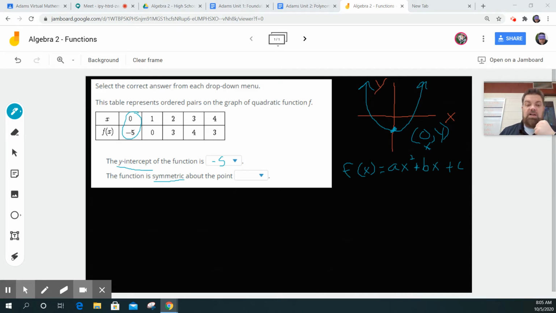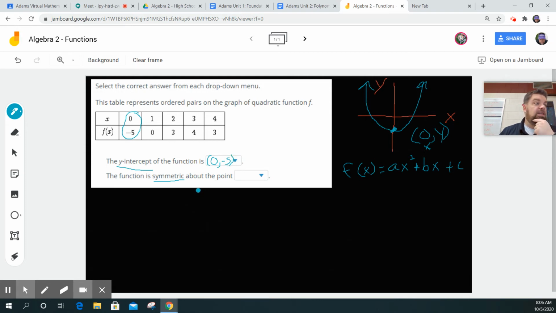But actually, I'm sorry, I wrote that down wrong. They want to know the coordinate point. They want to know exactly where it occurs. So it would be 0, comma, -5.